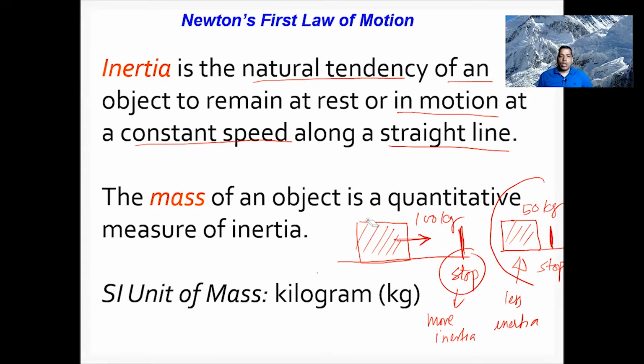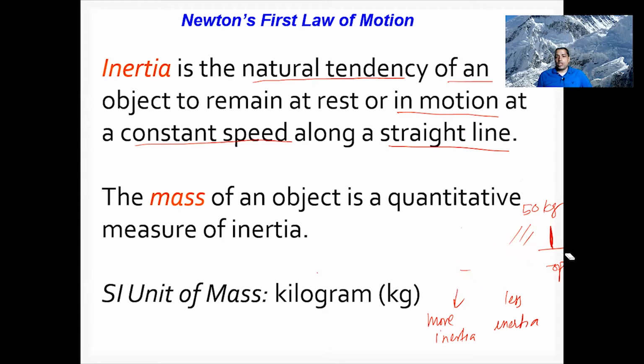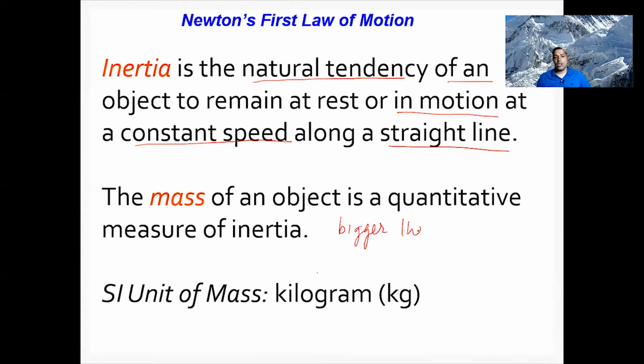So as it is clear from here, mass is the quantitative measure of inertia. So bigger the mass, more the inertia, right? So we can conclude that bigger the mass, bigger the inertia. From the previous example I showed, it is very clear, right? Bigger the mass, bigger the inertia.